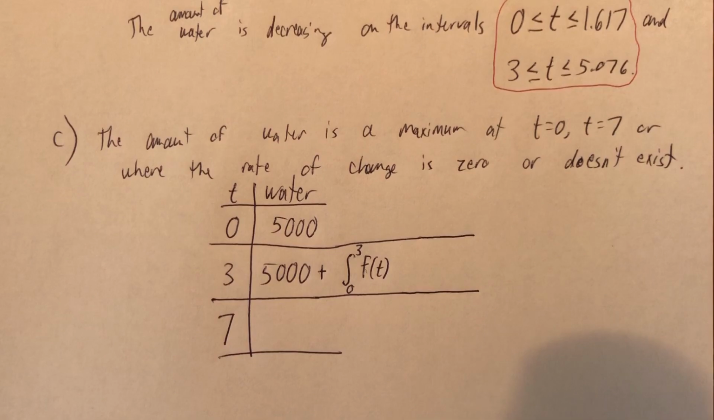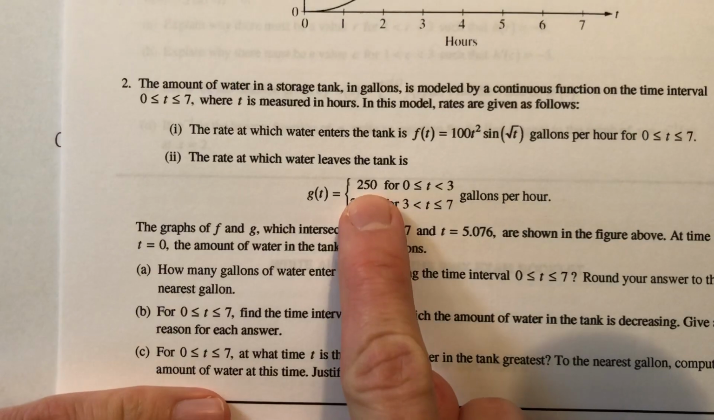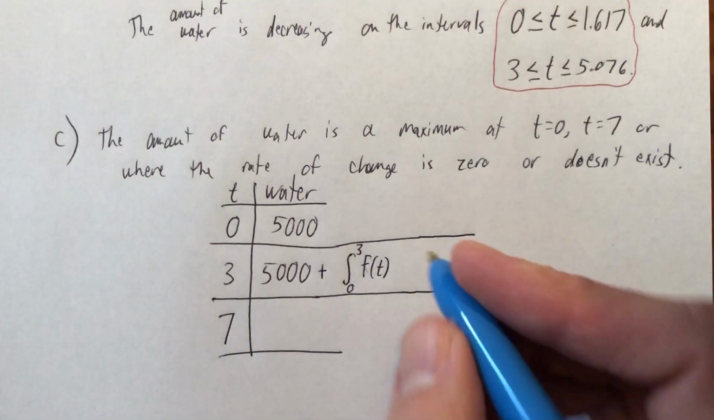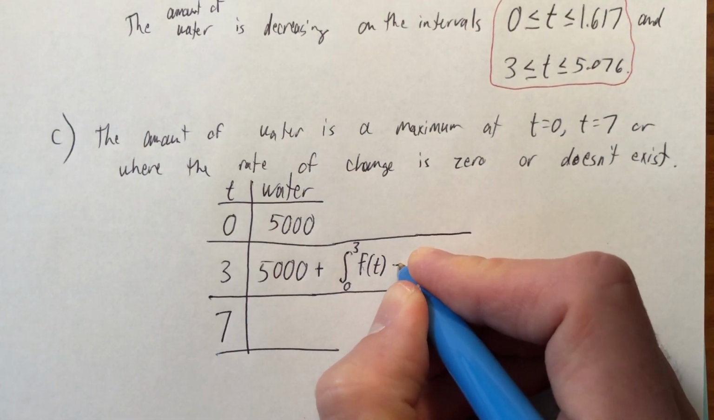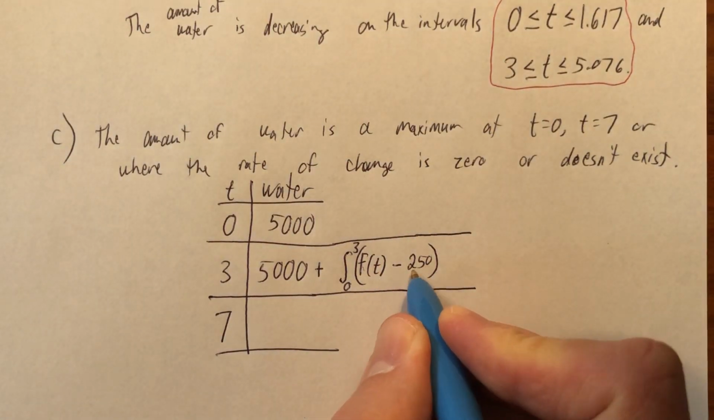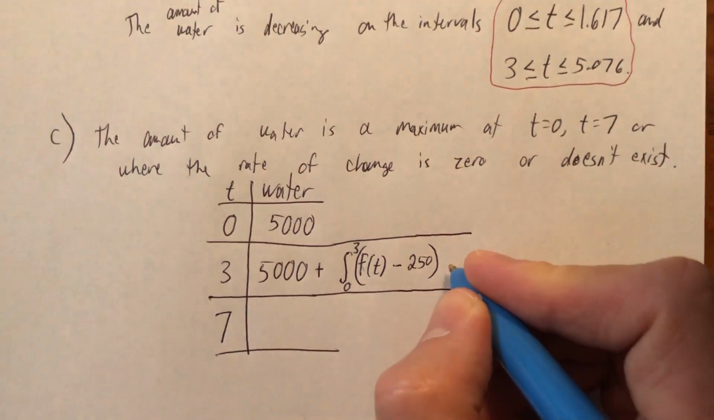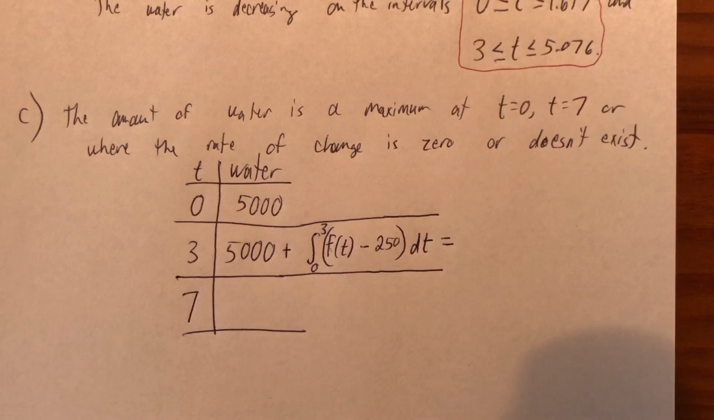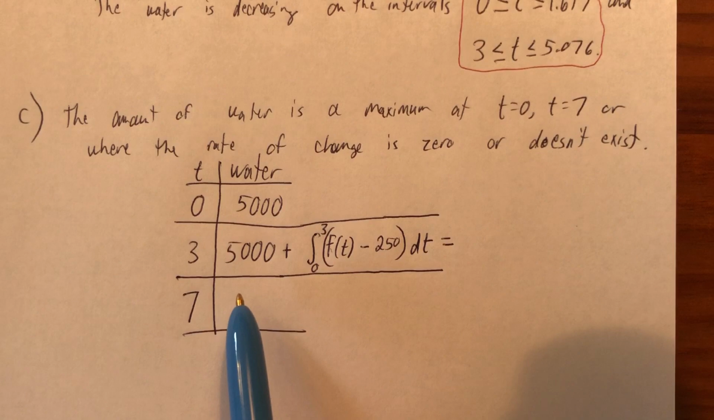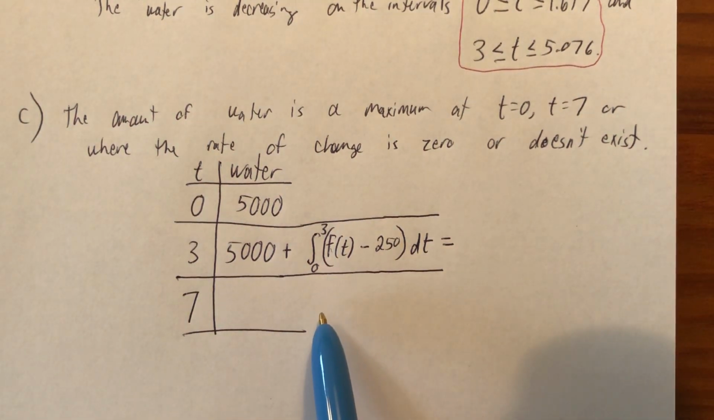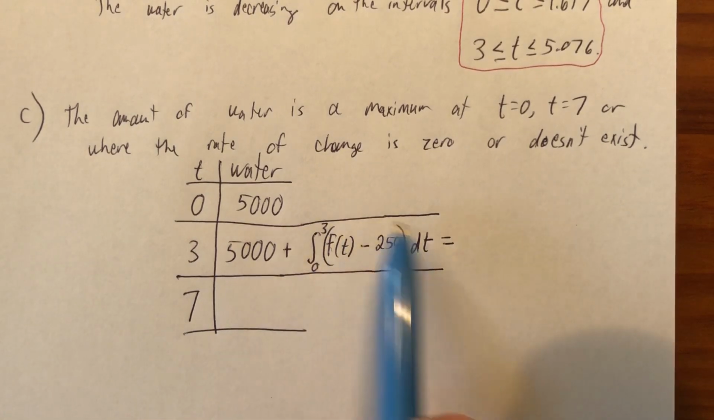Now, I can put the letter G. I'm actually not. Instead, I'm going to put 250 because that's what G is, at least for the first 3, right? So we're going to pump out 250. So this is F minus G, or at least the G part that's defined from 0 to 3. There we go. And we'll figure out what this is. I'm going to type it in the calculator in just a minute. Now, when I get to number 7, I'm getting ahead of myself, but I'm going to have to figure out what happens from 3 to 7 and then add it to whatever I'm about to get right here.